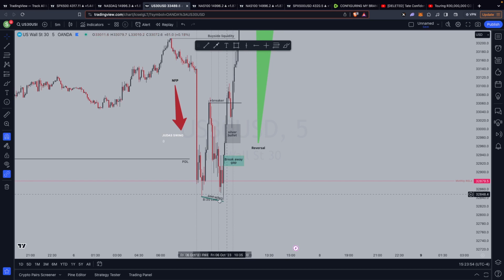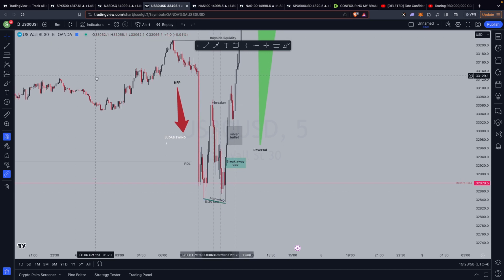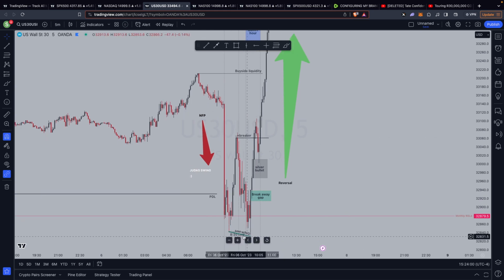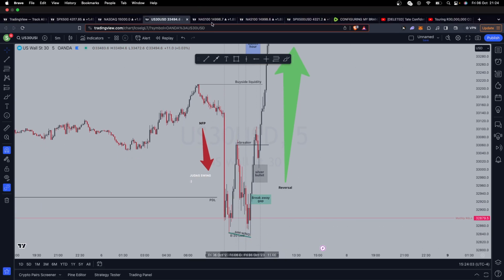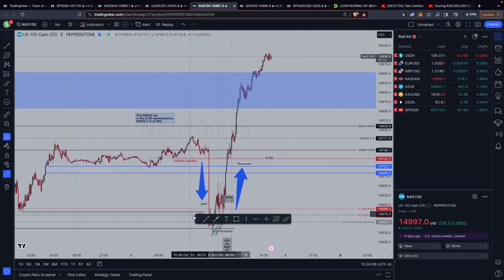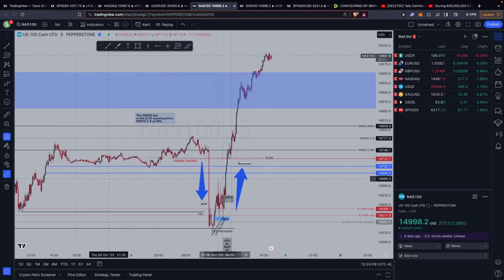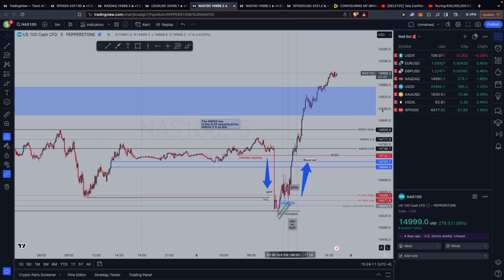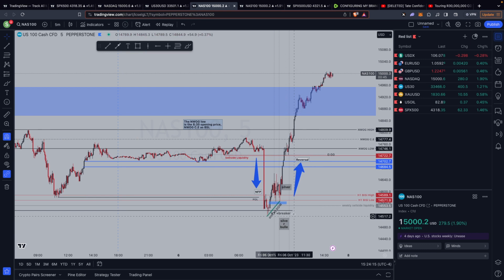And then we formed SMT with US 30. I'm sorry, we formed SMT with Nasdaq. So I'm gonna go to Nasdaq now. Nasdaq made a higher high, but basically did the same thing because it also took previous day's low, and then referred back to weekly sell side, right? It took out this previous day's low, and then we hit this 1 hour breaker.